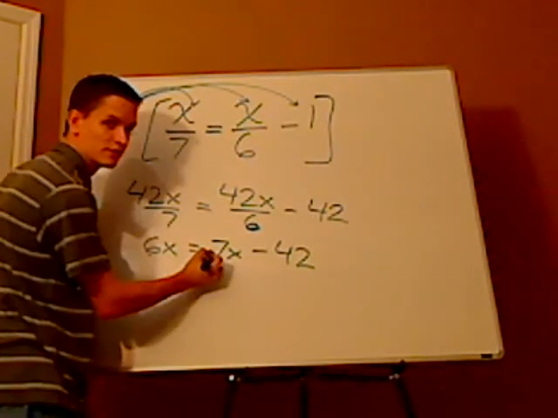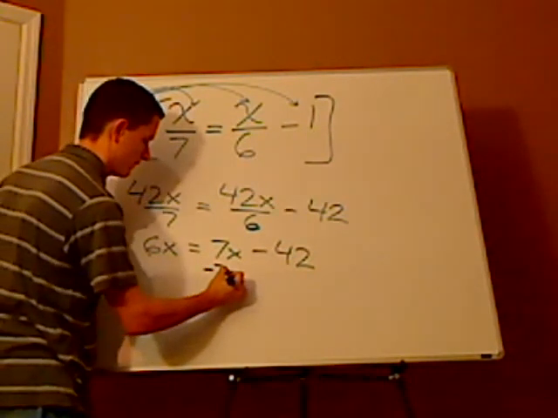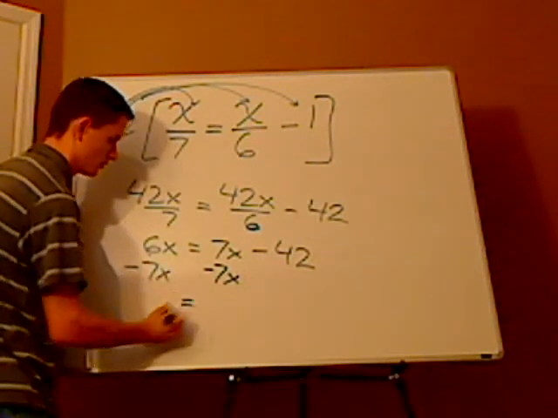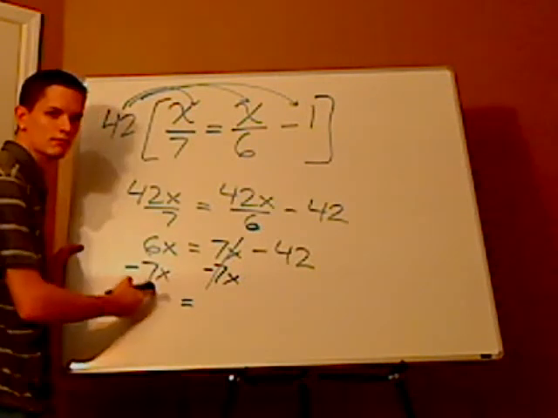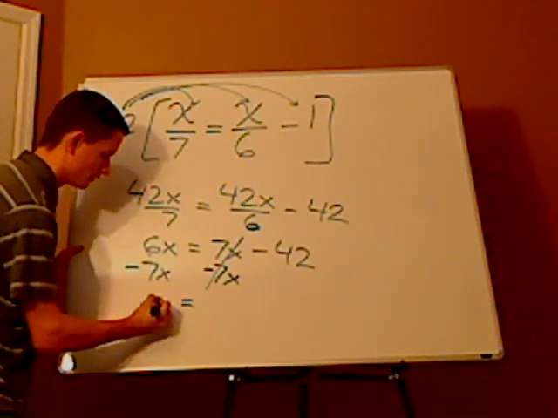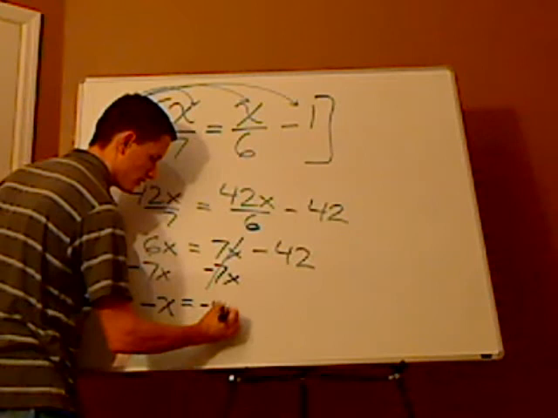Now you're going to do the opposite. What's the opposite of 7x? Yeah, you're going to subtract both sides by 7x. You're going to do the opposite. So then it cancels out. What's 6x minus 7x? Yeah, it's minus x, and then you get a minus 42 on this side.